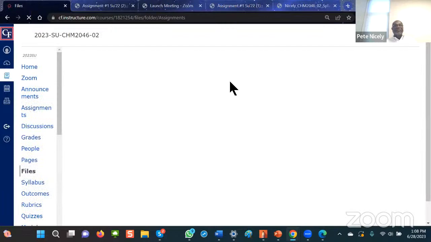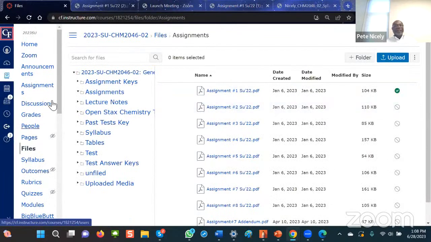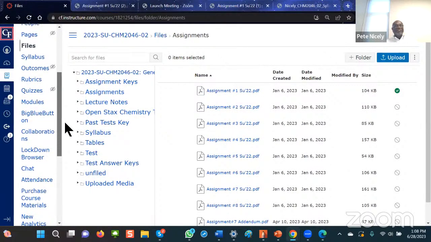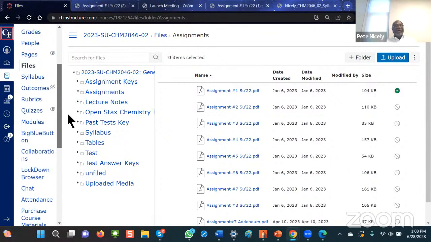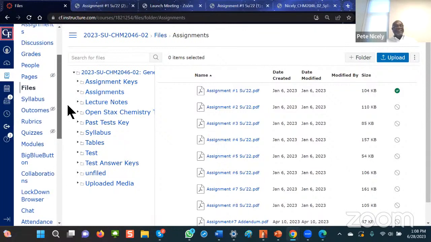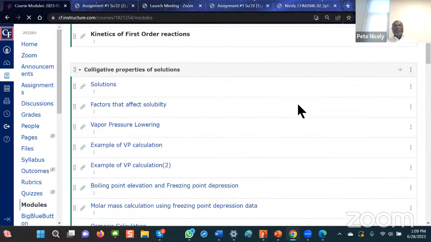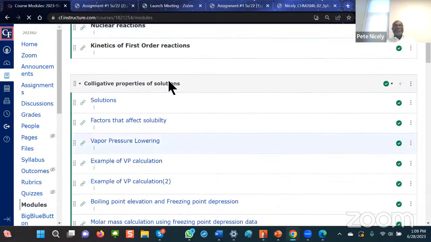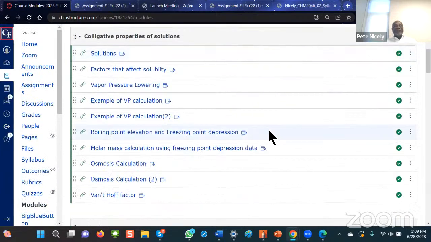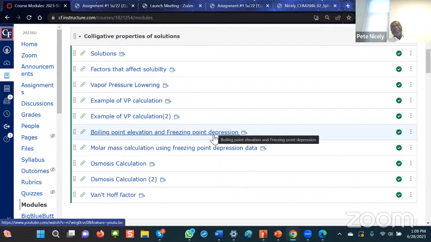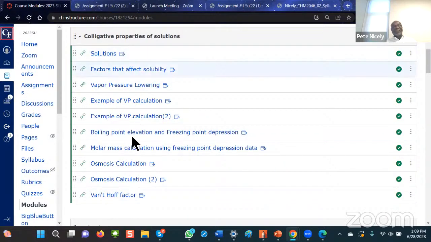Files. Okay, so just to remind you, the videos that you should be watching between now and next class will be under the module section. So when you click modules, you're going to go to where it says colligative properties of solutions. Basically what we have done so far is up to boiling point elevation. We have not done freezing point depression.